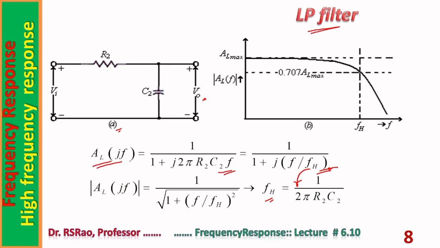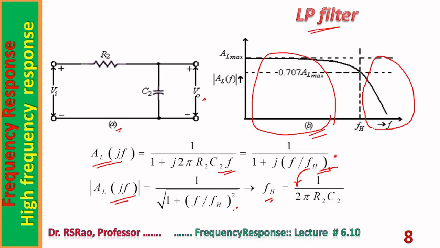As you can see, A_L(jf) is a complex quantity. The magnitude can be found. It turns out to be 1 over square root of 1 plus f by FH whole square. When we sketch the magnitude function, we get the graph shown in B. From this graph, one can see that lower frequencies pass to the output side without any attenuation, whereas higher frequencies are attenuated while traveling through the filter circuit. In between these two, there is a frequency FH. It is called the upper 3 dB frequency or higher 3 dB frequency. It is also called the half power frequency, upper half power frequency.